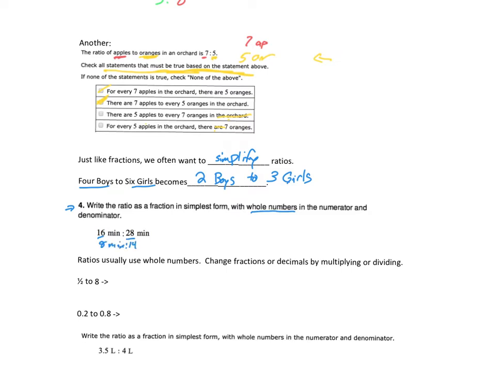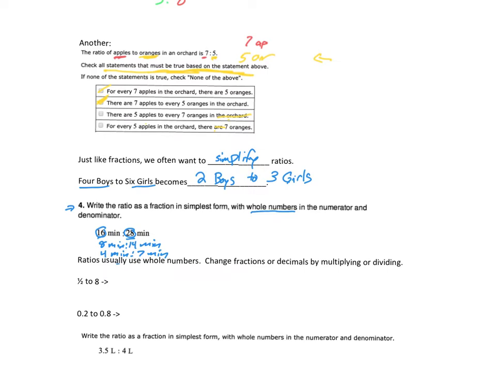8 to 14. But again, they're both still even. We can still divide by 2. So we have to make sure we simplify the most. 4 minutes to 7 minutes. We could have right away found that the greatest common factor was 4. But I just divided by 2 and divided by 2.